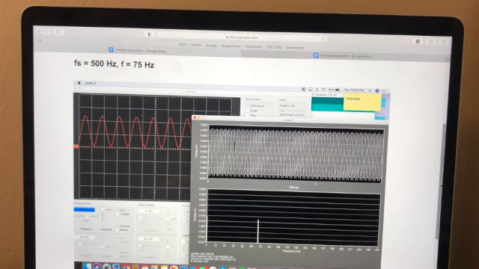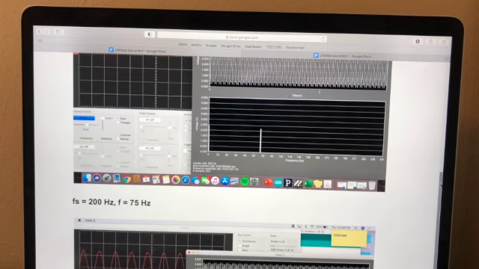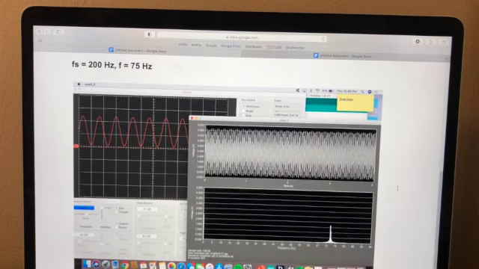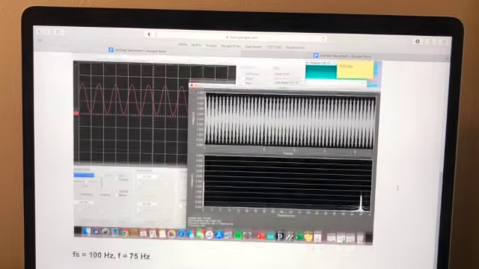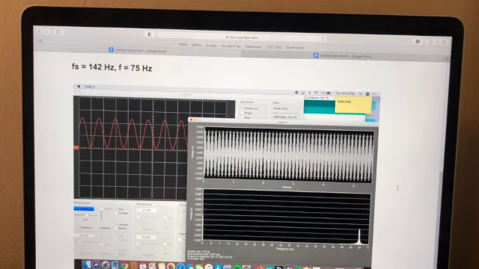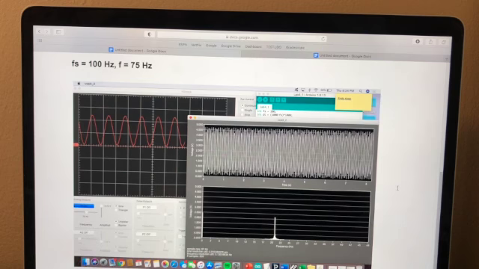In the 500 Hz sampling frequency, you can see here that there's no aliasing as that peak is right around 75 Hz. The same can be said for the 200 Hz sampling frequency. We see that the peak is at around 75 Hz as well. For the 142 Hz sampling frequency, we do see aliasing as that peak is around 67 Hz. Similarly, the 100 Hz sampling frequency has aliasing as well, and that peak is around 21 Hz.